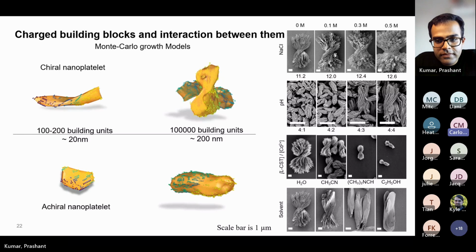Prashant? Yep. There is one question that we have for our team. It asks how important is the cadmium in the formation of the bow tie structures, and could you replace it with a different transition metal like zinc or mercury?